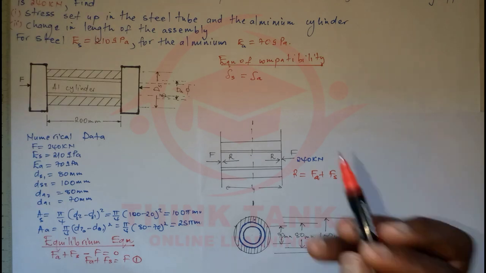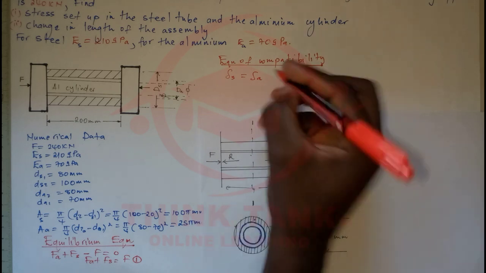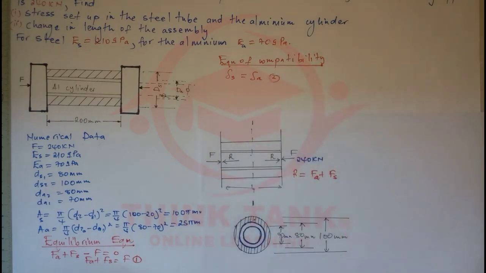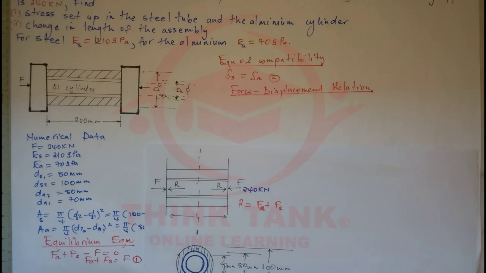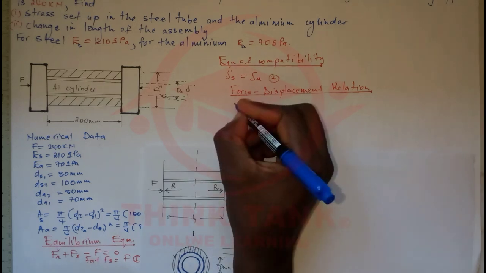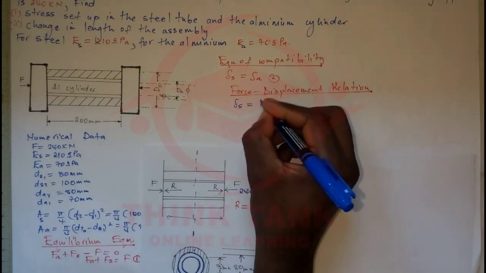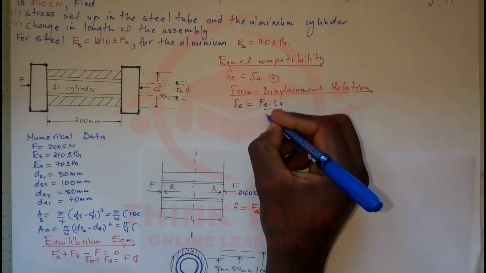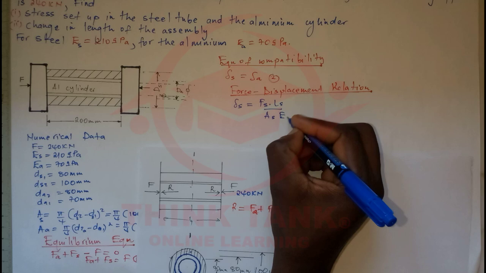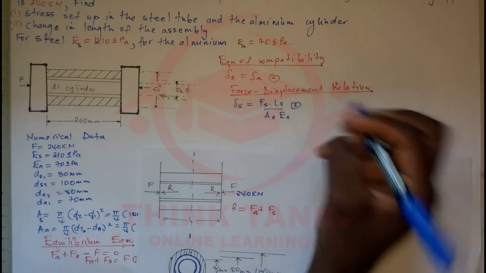In the equation of compatibility, we know that the change in length of the steel and the change in length of the aluminium is going to be the same. So I'm going to call this the second equation. We also need another equation, which is the force displacement relation. The change in length of the steel is going to be Fs times the length Ls divided by the area of the steel times the modulus of elasticity, or Young modulus, of the steel. I'm going to call this equation number 3.